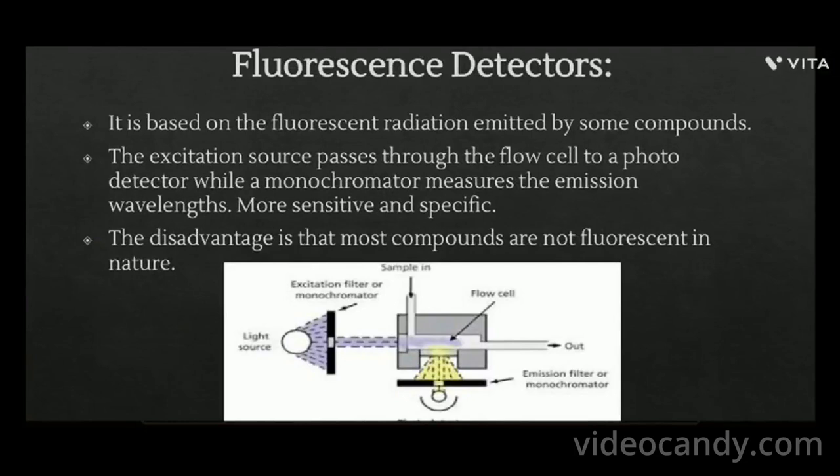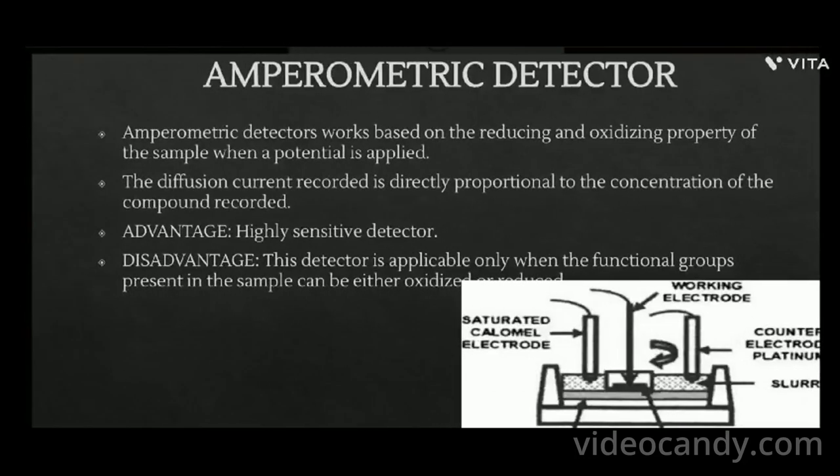Next, fluorescence detectors. It is based on the fluorescent radiation emitted by some compounds. Second, the excitation source passes through the flow cell to a photodetector while a monochromator measures the emission wavelength, which is more sensitive and specific. Third, the disadvantage is that most compounds are not fluorescent in nature.